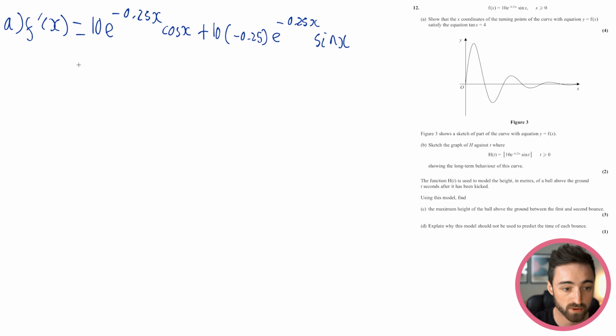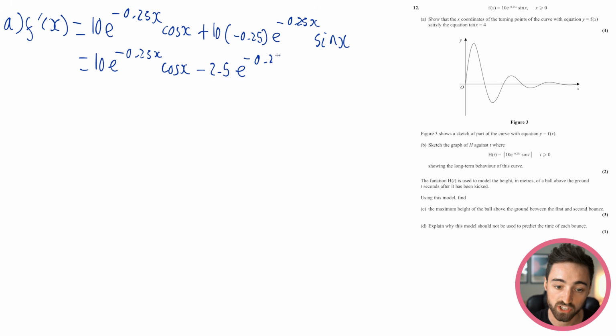Right, let's simplify a bit. Can't really do much to that first term, so I'm just going to write that out again. Second term, the only thing I can really do is just times these, so that's going to be minus 2.5. So what I want to do is set this thing equal to 0 to find the turning point. So solving that equals 0, I can clean it up and I can actually divide through by these e's.